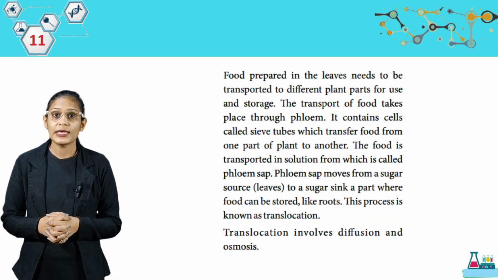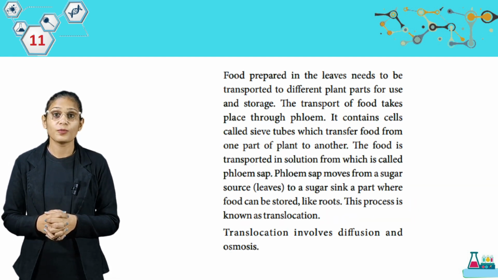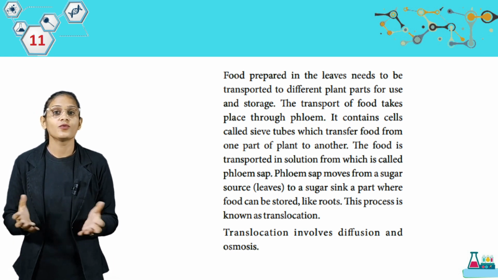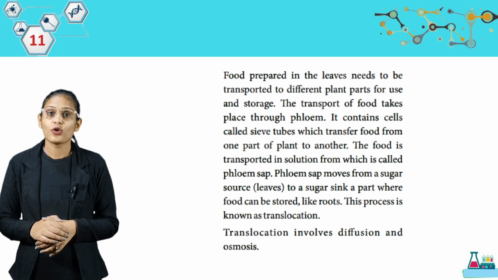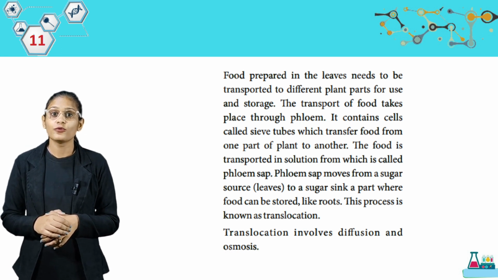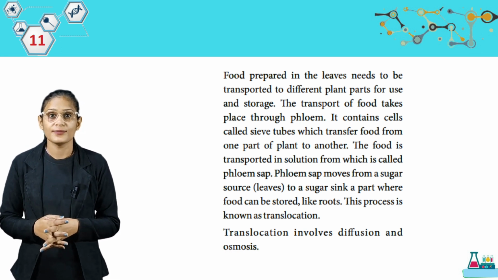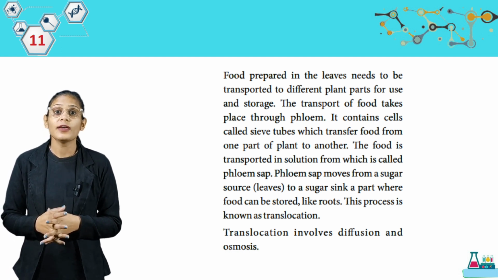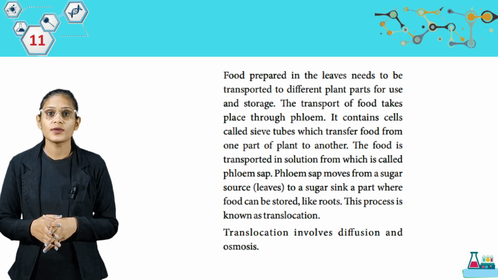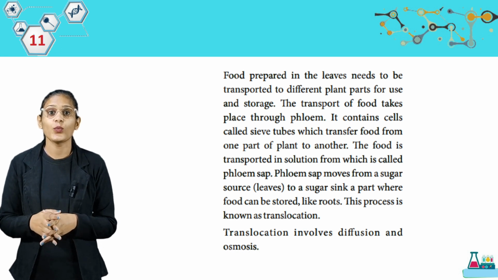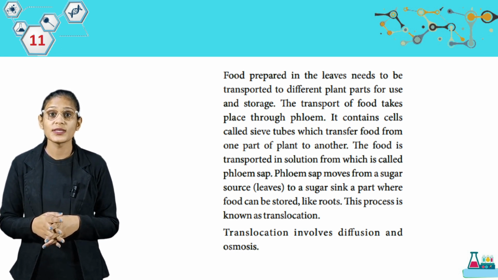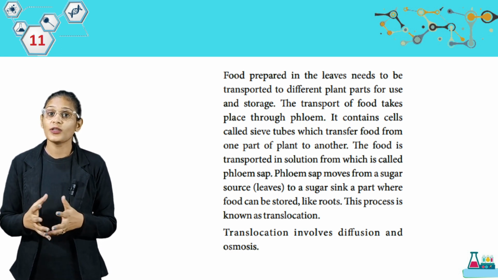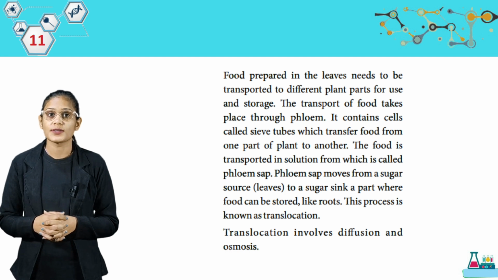Food prepared in the leaves needs to be transported to different plant parts for use and storage. The transport of food takes place through phloem. It contains cells called sieve tubes which transfer food from one part of the plant to another. The food is transported in solution form, which is called phloem sap. Phloem sap moves from a sugar source, the leaves, to a sugar sink, a part where food can be stored, like roots. The process is known as translocation. Translocation involves diffusion and osmosis.